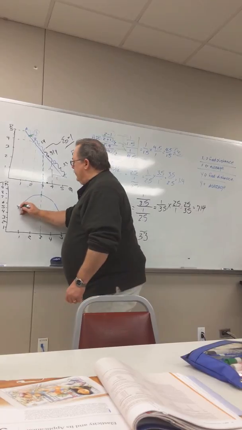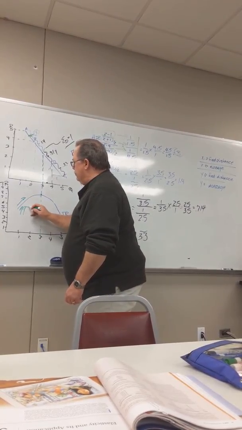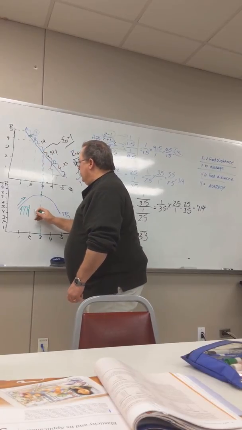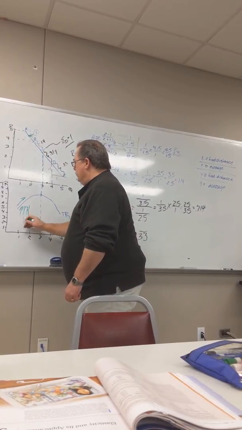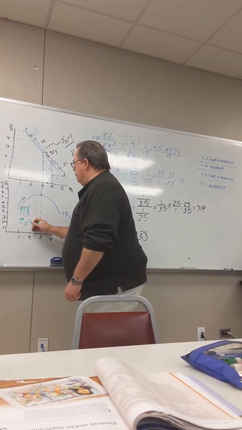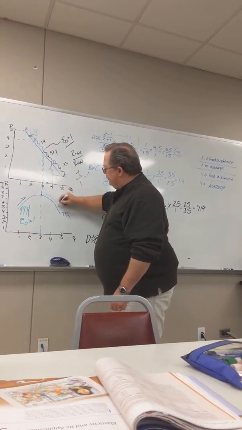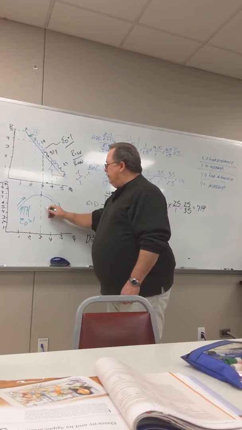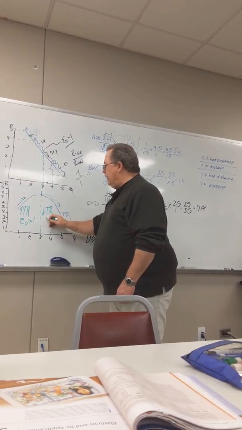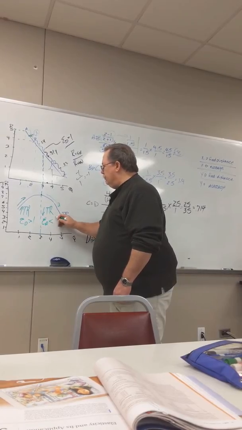Over here, as we see total revenue increasing, you have an increase in total revenue. What condition exists for elasticity? Elasticity of demand is greater than 1. If you see it's decreasing, you have a decrease in total revenue, your elasticity of demand is less than 1.